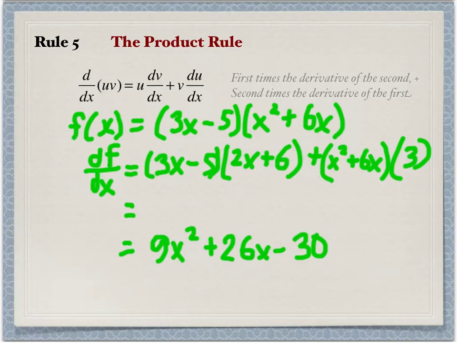Again, remember what this shows. If I have some ugly function like this, when I find the derivative, essentially it will tell me what the slope of this monstrosity is at any particular point. So that's the product rule. Again, we'll be practicing on that quite a bit.